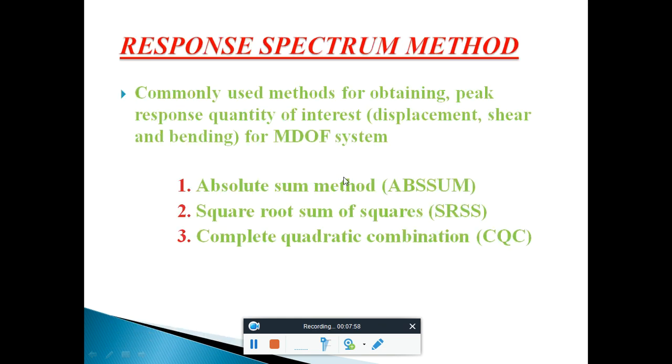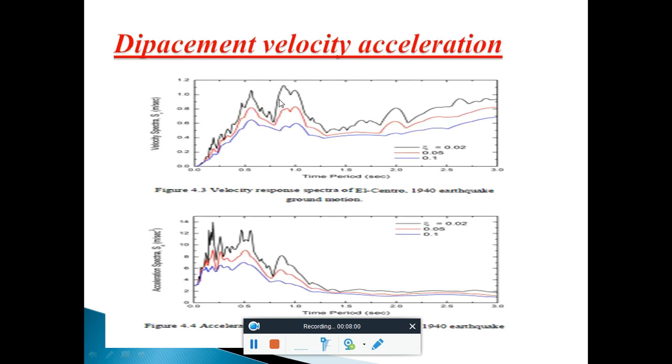In the response spectrum method, only the peak response is considered. Here you can see for 0.05 only the peak response is taken. For time period 1, what is the peak response? That is the only thing considered in the response spectrum method. So remember one thing: in the response spectrum method only the peak response for that particular time period is considered, which is important, I think, while designing the building.